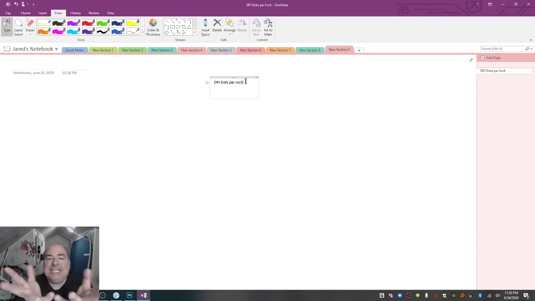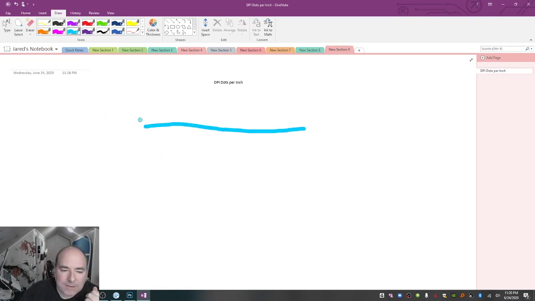So DPI can lead us to resolution. We can glean it from it, but it isn't resolution itself. Let me give you an example of why it matters. Let's start with printing. Let's say I have 1,000 pixels. How big can I print 1,000 pixels? And the answer is, how big do you want to print it? See, you left out part of the equation.